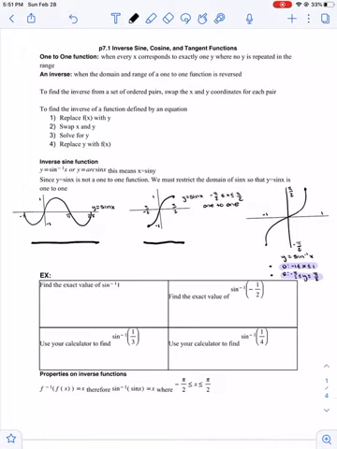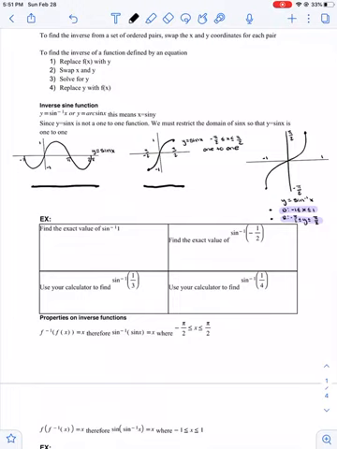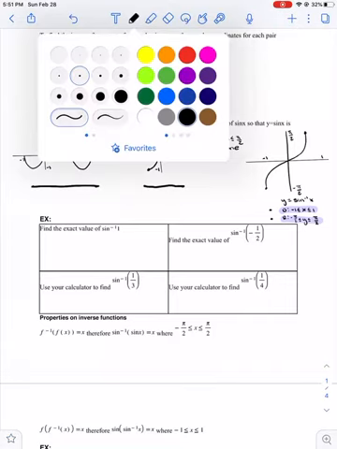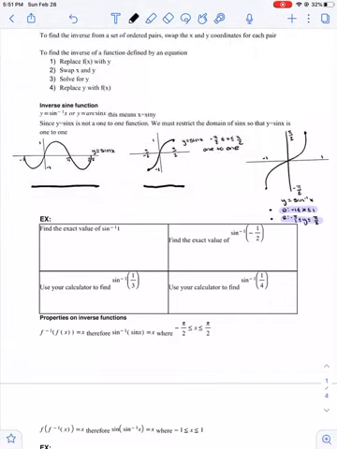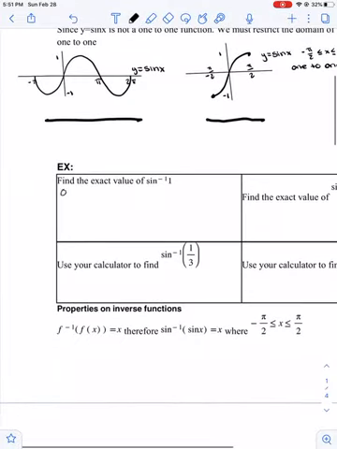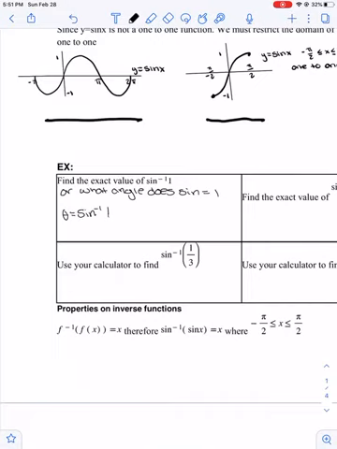So let's do some examples. So the first one is find the exact value of sine inverse of 1. And another way to think of this when it's asking sine inverse of 1 is at what angle does sine equal 1? So I'm going to write, or what angle does sine equal 1? So if we solved, it would be theta equals sine inverse of 1. So at what angle does sine equal 1?